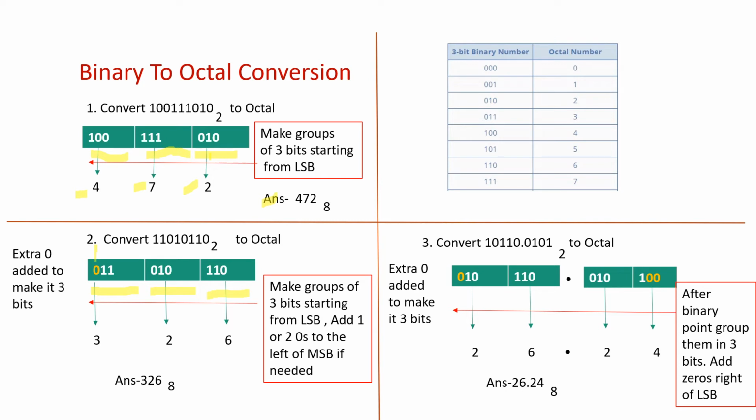In that case what we do is add 1 or 2 zeros to the left of the MSB, however many are needed. So in this example we are missing 1 bit, so we are going to add an extra 0 to make it 3 bits. Writing down the octal equivalent of this, we get 326. So the octal equivalent of the binary number 110101110 is 326.